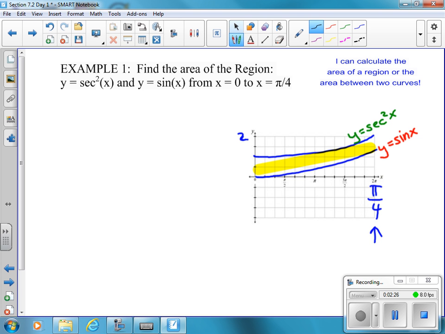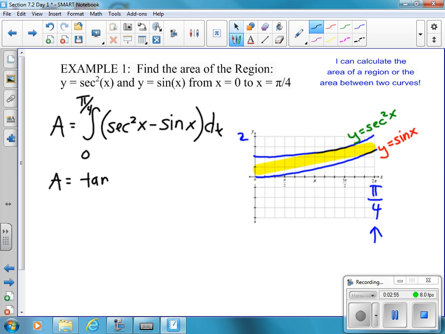All right, so the way that we do that, we find which curve is on the top. Sometimes this is a little challenging, by the way. So your area equals the antiderivative of secant squared minus sine of x, because sine is on the bottom, dx. We're going from 0 to pi over 4. And then you get to evaluate this.